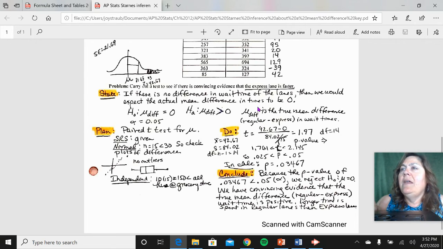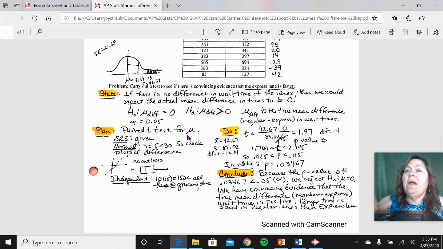And you've got your H0 and your Ha. So mu diff is 0. Remember, the H0 is no change, nothing at all, no difference, so that would be 0. If the express lane was faster, then it would be greater than 0. And we have an alpha of 0.05. My test is not a one sample t now, because I did it on the difference of two values. It is a paired t test for means.